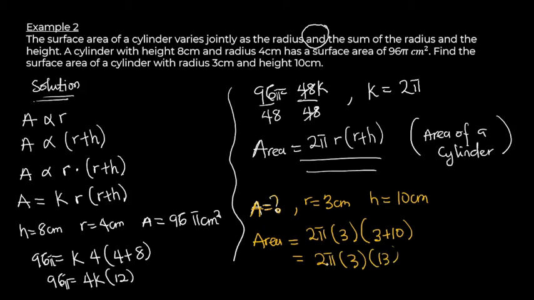If I multiply 2 by 3 by 13, this is going to give me the value of the area to be equal to what? 78 pi, and then I add the unit, which becomes centimeter squared. So therefore it means that the area of the cylinder when the radius is 3 centimeters and the height is 10 centimeters is equal to 78 pi centimeters squared.